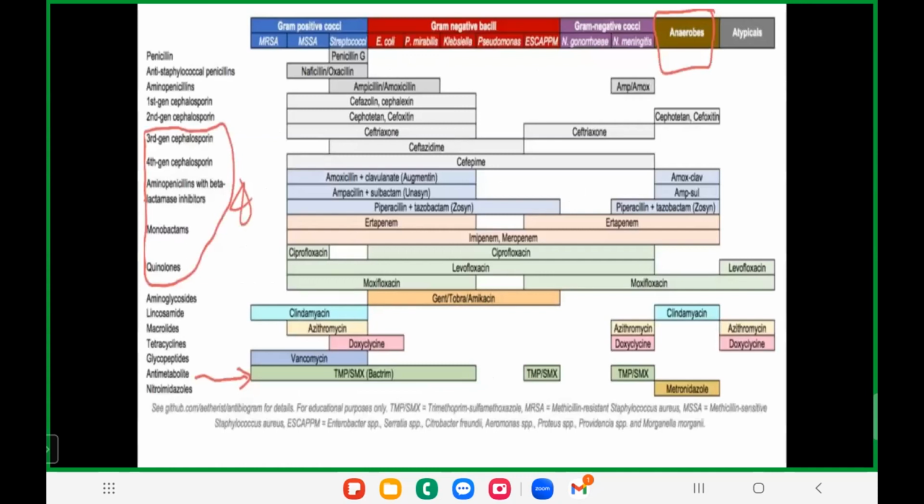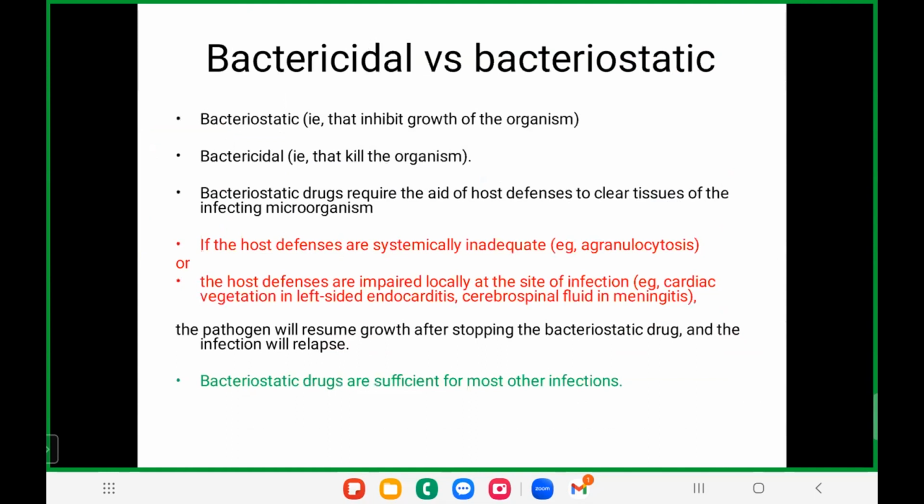These are the spectrums of the different antibiotics. Please go through that later. What is the difference between bactericidal and bacteriostatic? The majority of infections can be treated with bacteriostatic drugs. But if you have inadequate host defenses, like an immunodeficient child, or your host defenses are impaired because of a local site infection, like endocarditis and meningitis, try to give a bactericidal drug. Any sick child in shock should also get a bactericidal drug rather than a bacteriostatic drug. But in other scenarios, static is enough.